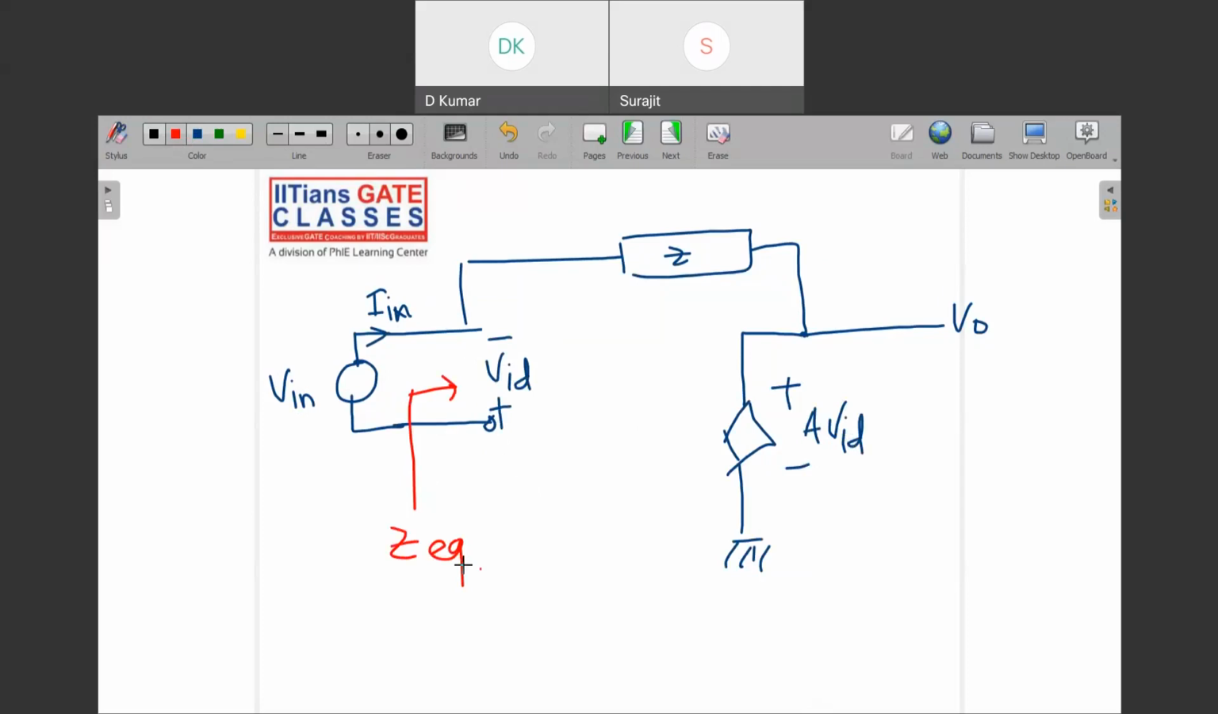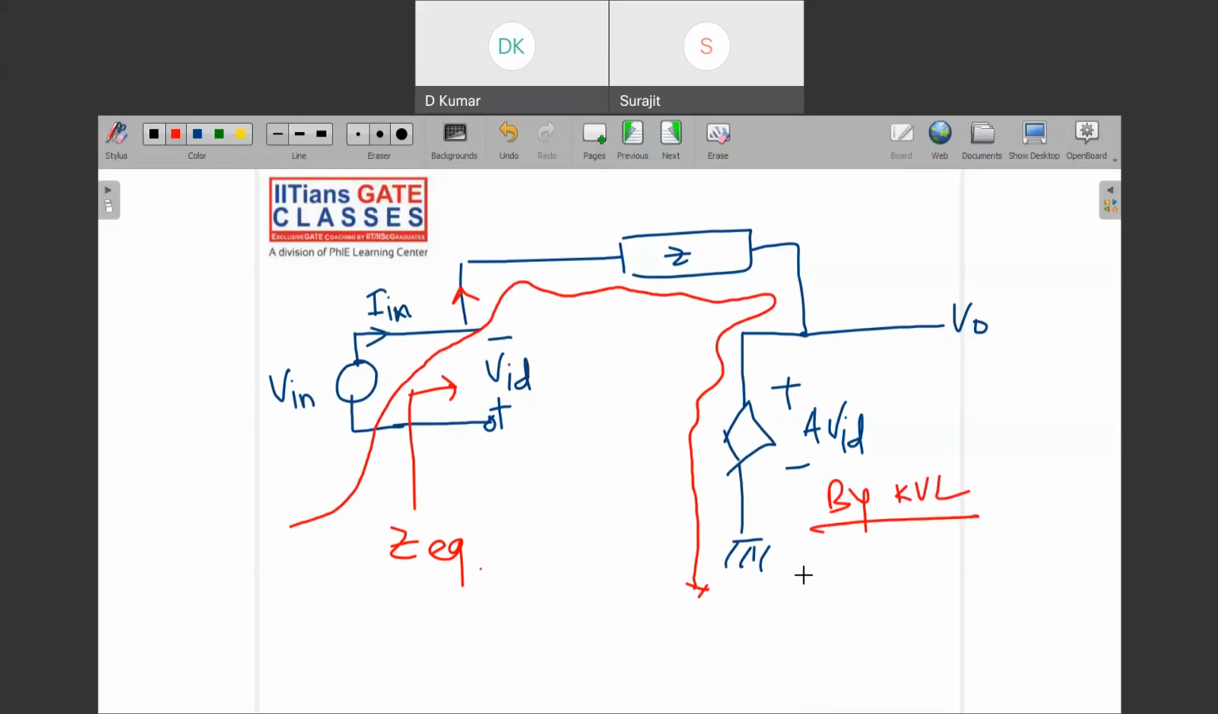It is very easy now. If this current is going like this, this current will pass through this, because this is completely open. So what you can say here is that you can apply one simple KVL from here to here, here to here, by KVL.